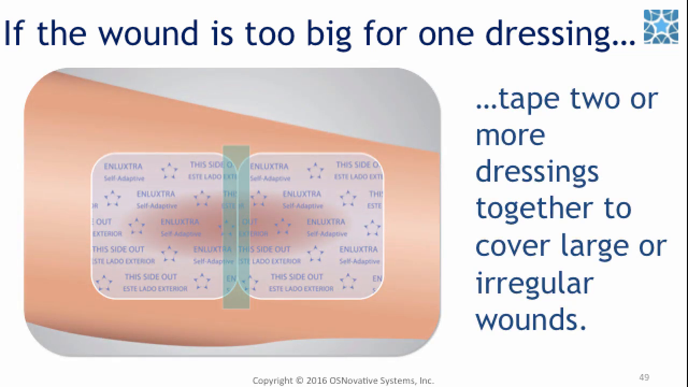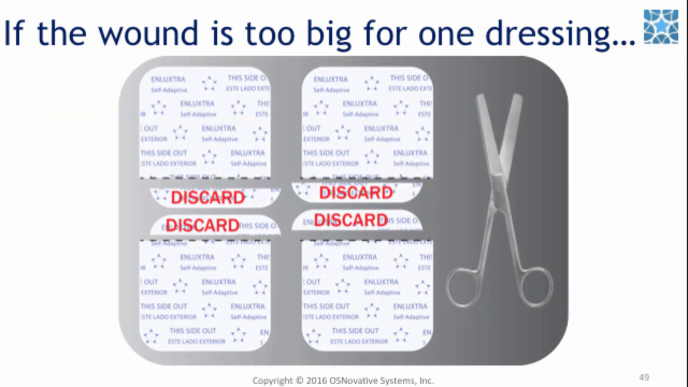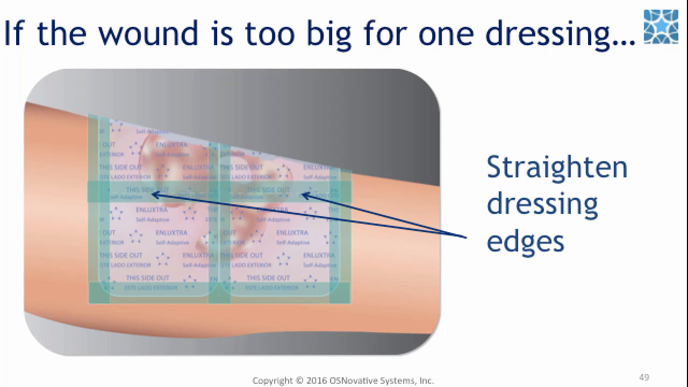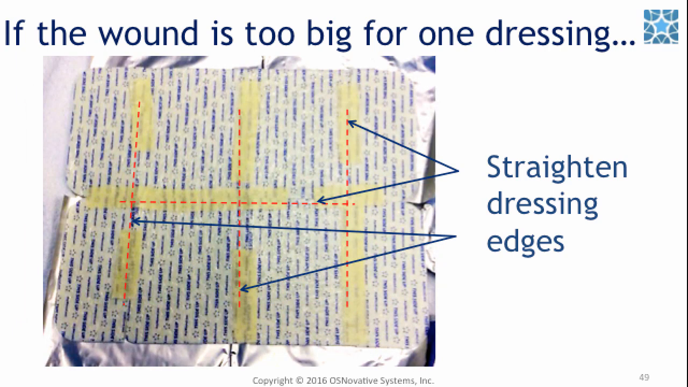When the wound is large or has an irregular shape, tape 2 or more dressings together to achieve full coverage of periwound areas and to overlap the healthy skin by at least 1 inch. When covering a large area with several dressings taped together, cut off the sides to straighten the dressing edges and to ensure there are no gaps where their corners meet.